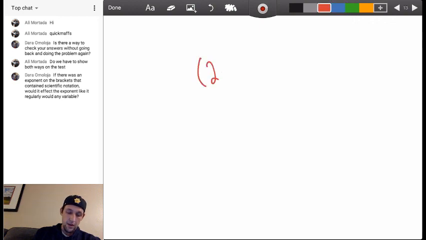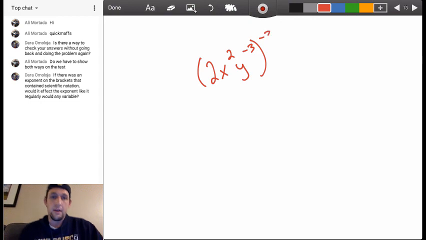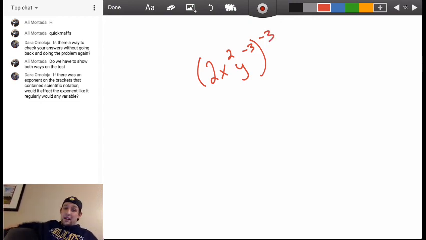The bonus problem is 2x squared y to the negative 3, all to the negative 3. I'll actually give you a second if you want to try that either mentally or on a piece of paper.